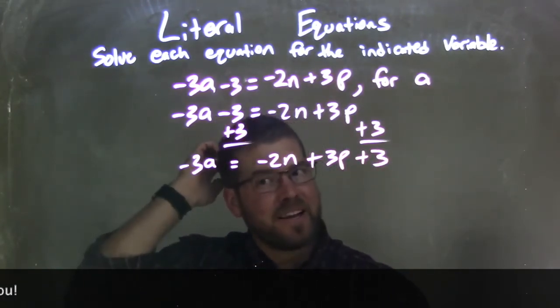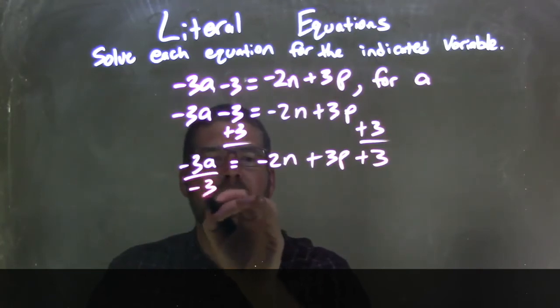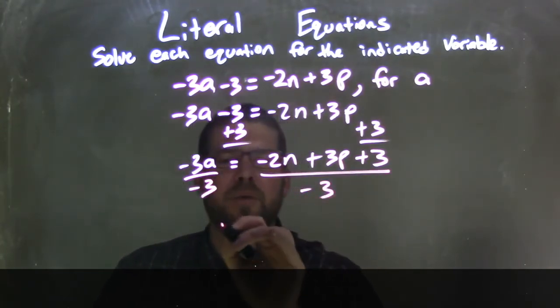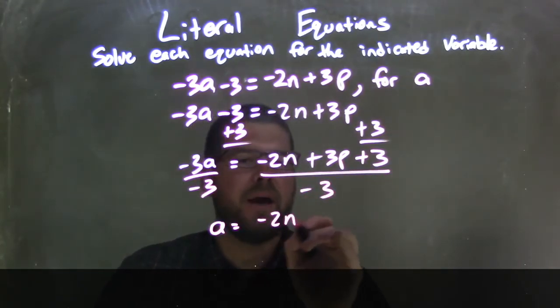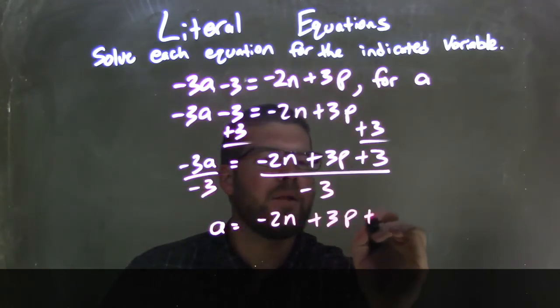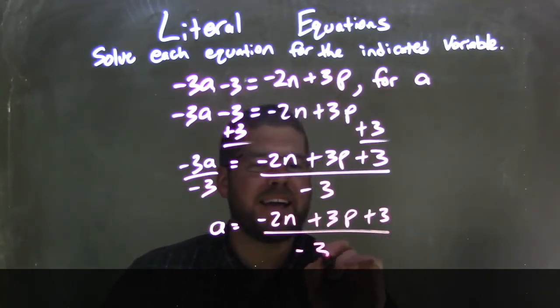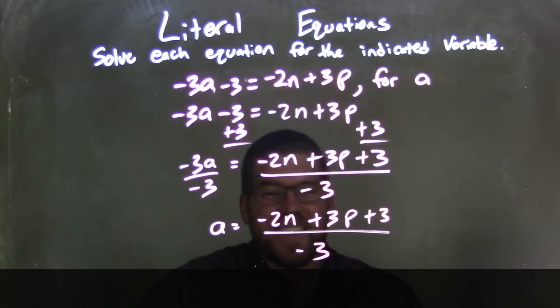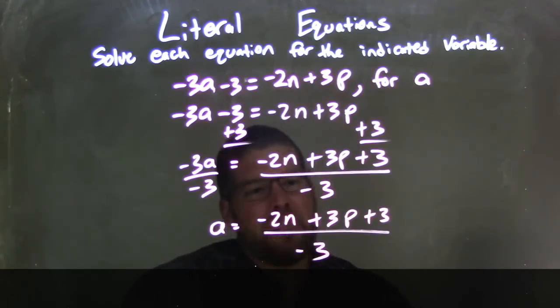So now all I need to do is divide by a negative 3 to both sides. And now I'm left with a equals negative 2n plus 3p plus 3, all over negative 3. And essentially, we're done. I'm happy with this answer. I think it's a fantastic answer.